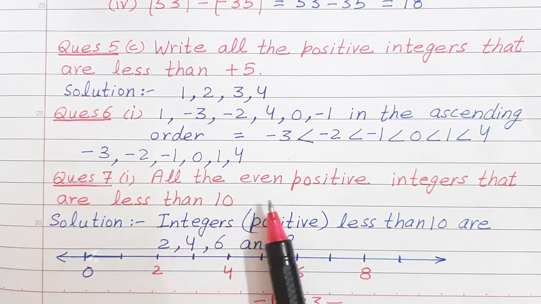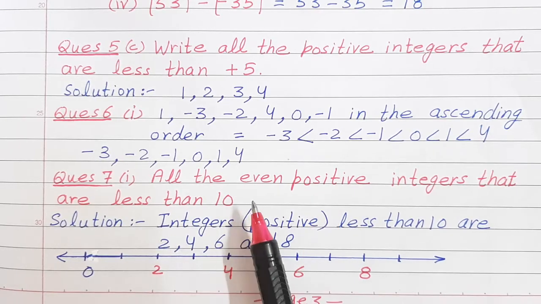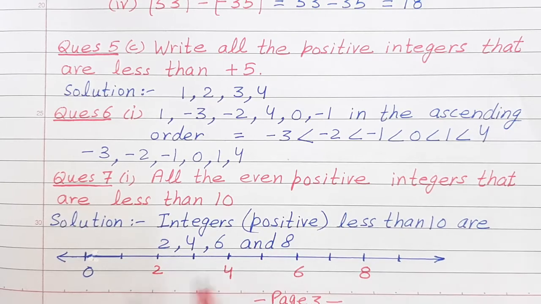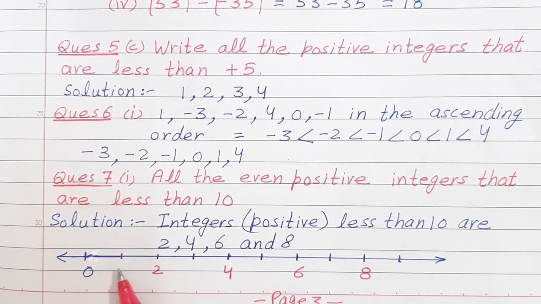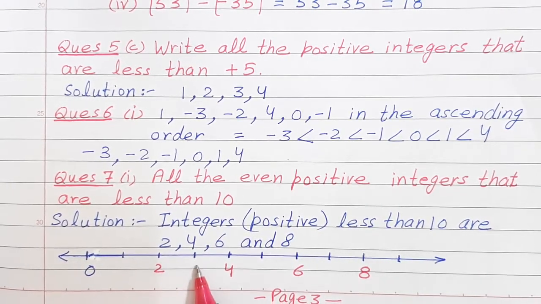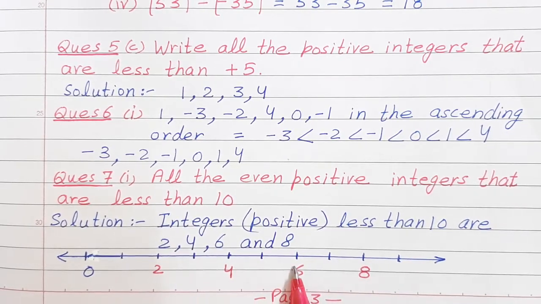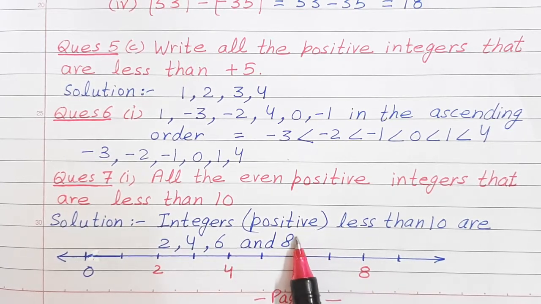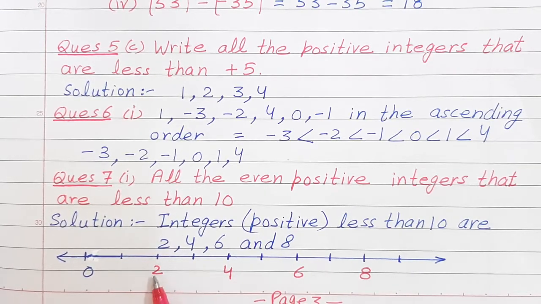Now the even integers which are less than 10 are 2, 4, 6 and 8. Now children, you can represent this on a number line, right? I have taken 0, then after 0 it is 1, then 2, 3, 4, 5, 6, 7, 8. Now, since I have to represent only the positive even integers, I will mark 2, 4, 6 and 8 on the number line.